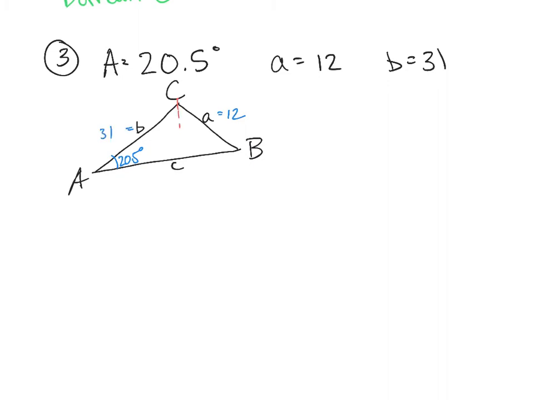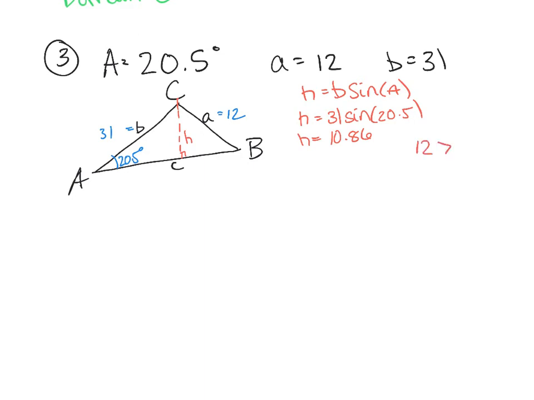First thing I have to check for is that height. So remember, height is B times sine of A, or your adjacent side times sine of your angle. So for us, height is going to be 31 times sine of 20.5, which if I plug into my calculator, I get 10.86. So let's start comparing.